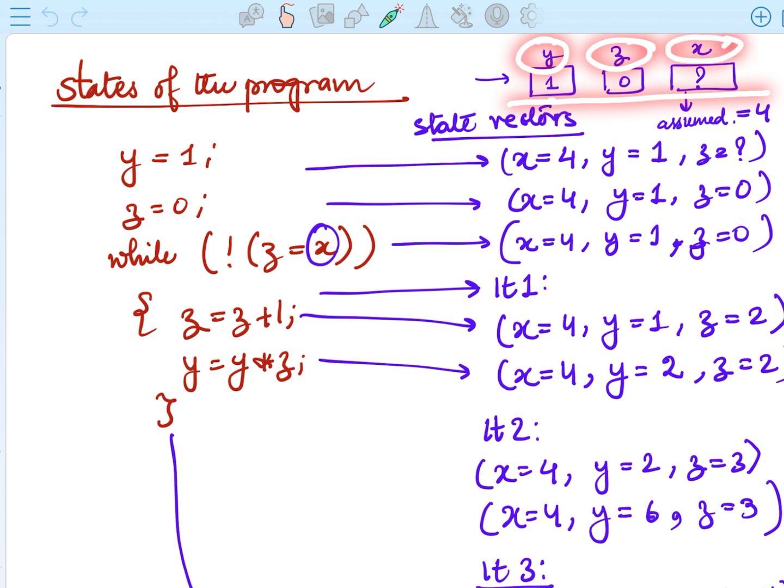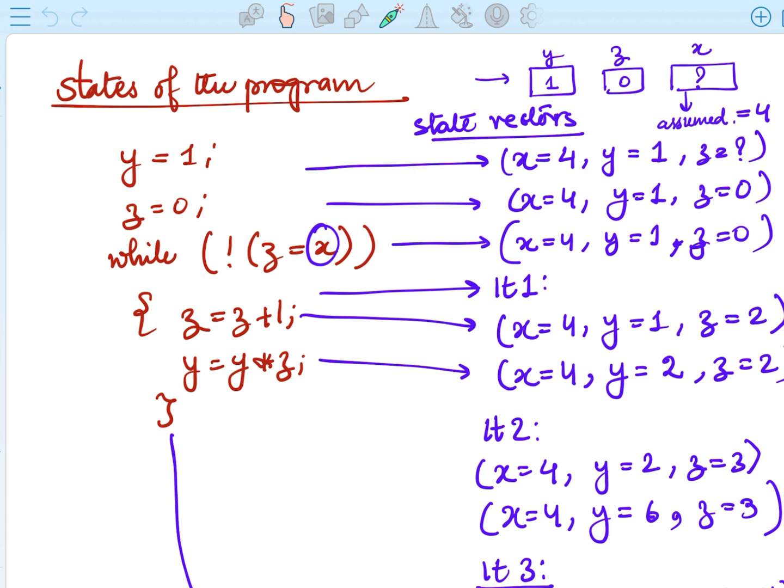Y has the value 1, z has the value 0, x we don't know what the value is. This should be user assumed. So the user has to put some value in x to make this program run. Now let's say we assume 4 as an input.